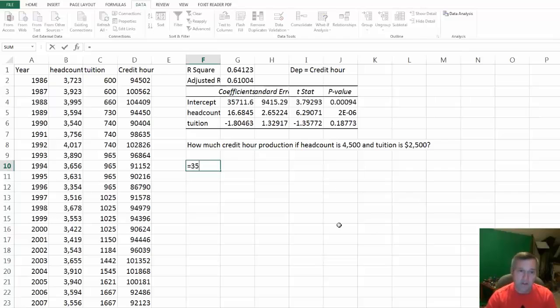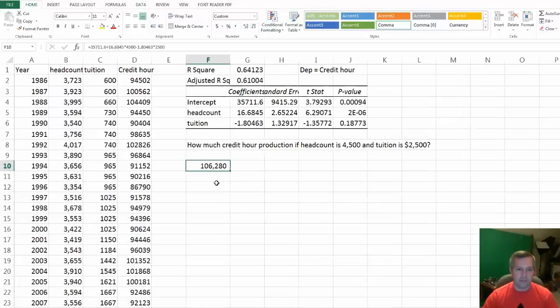I could go, okay, well, let me go 35711.6 plus 16.6845 for the head count, and if my head count prediction is 4,500, and then minus 1.80463, and if the tuition is 2,500, then I'll do that. So again, you have this equation written out, and you're plugging in the expected values for headcount and tuition, and you hit that.